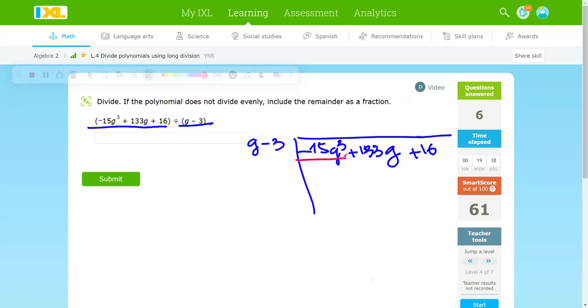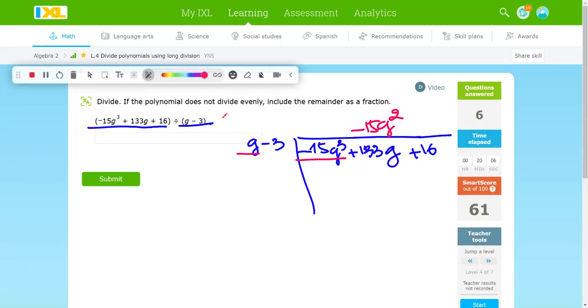You take negative 15g squared divide by g. Ooh, they try to trick you, but that's okay. It comes out negative 15g squared. Okay, so take a look over here. Ooh, they trick you over here. It means the g squared part you don't have, is that right? So the g squared should be the 0. I'll put the 0 right there. Okay, so that's it. This is 0's g squared.